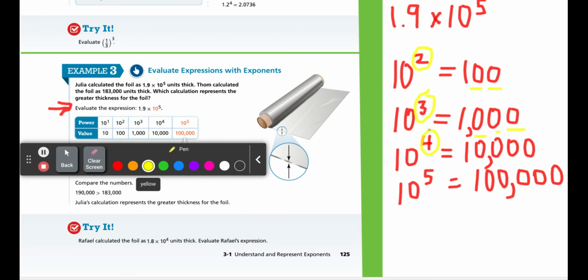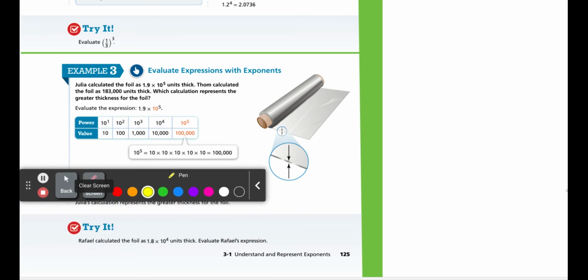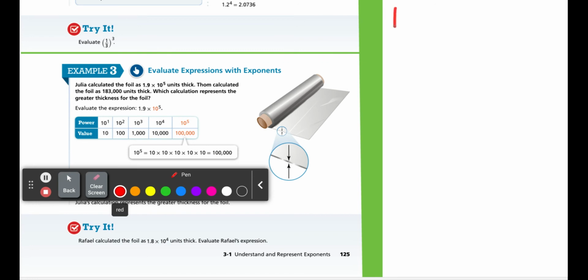10 to the 4th power, 4 zeros, 10,000. 10 to the 5th power, 5 zeros, 100,000. So that's a little shortcut to help us remember those base 10s. Now, we have to use that information to help us understand what 10 to the 9th power times 1 and 9/10 times 10 to the 5th power is.